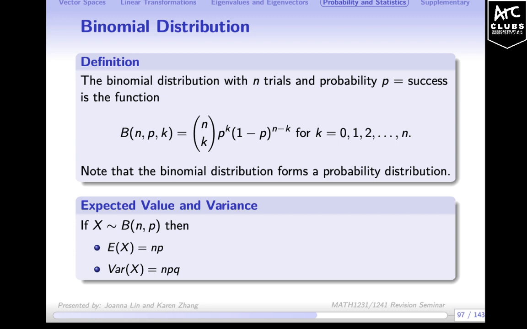And down here, we just have the expected value and the variance. The expected value of a binomial distribution is just np, and the variance is npq. The proof of these should be in your lecture notes, but a lot of questions just ask you to find the expected value and variance anyway.